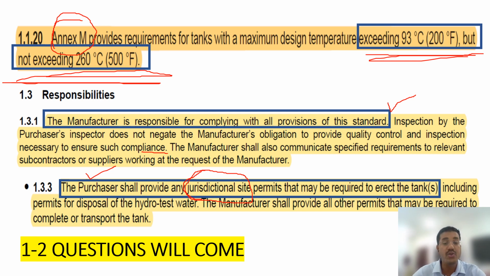There is usually a question: who gives the jurisdiction site permits? The purchaser, not the manufacturer. So the owner gives the jurisdictional site permits. Jurisdiction means local authority. If you are manufacturing a plant in India, or in Saudi Arabia, the local authority, the local government, will give the permits. So you will find 1 to 2 questions from chapter 1.